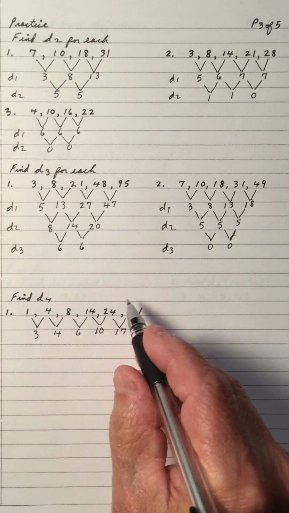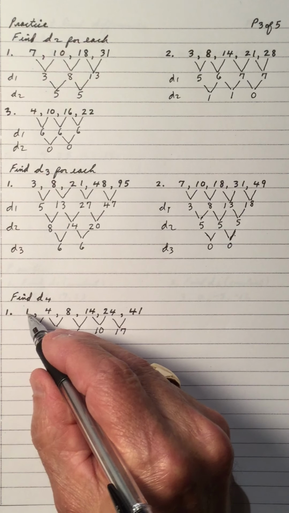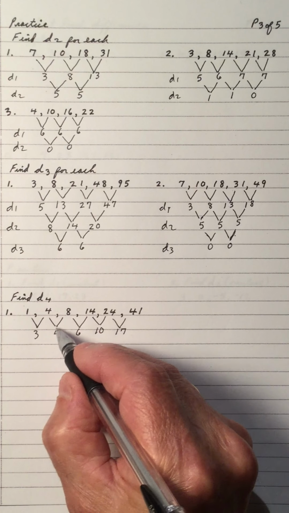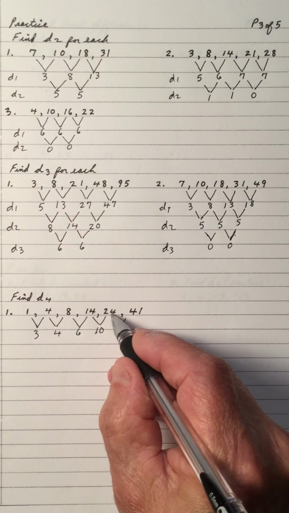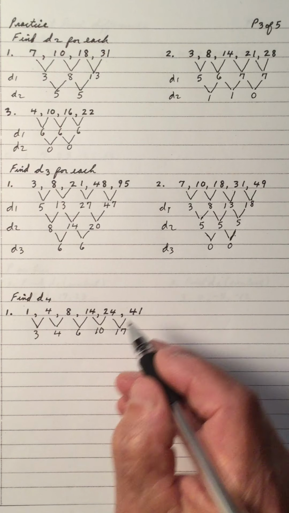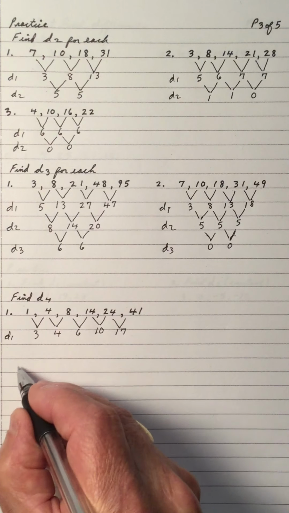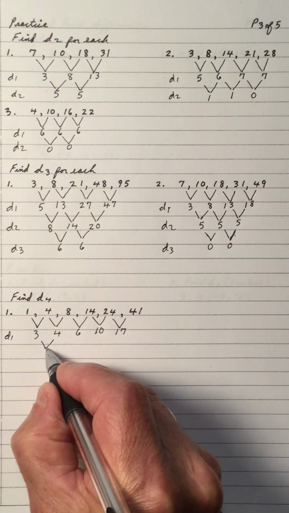And again, sometimes you've got to check it back. Just 1 plus 3 is 4. 4 plus 4 is 8. 8 plus 6 is 14. 14 plus 10 is 24. 24 plus 17 is 41. So that's D1. So let's subtract again.